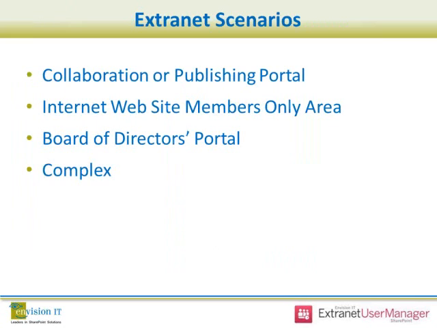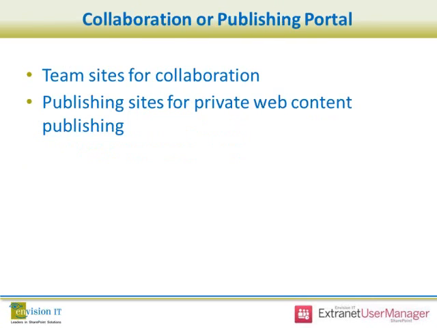So let's talk now about different extranet scenarios. There's four main ones that we're going to cover off here. We've got collaboration or publishing portals, an internet website, board of directors portal, and some complex scenarios that I'll talk about in a second. So the first one, collaboration and publishing portals, is really about you've got a private area, let's say a team site where you just want to collaborate with external parties, or you've got a publishing area where you just need to distribute information out. There's manuals or secure documents, things that you don't want to put on a public website, but you want to publish out to that private audience. That's what this first scenario is really about.